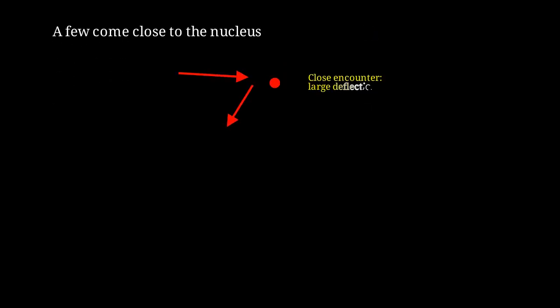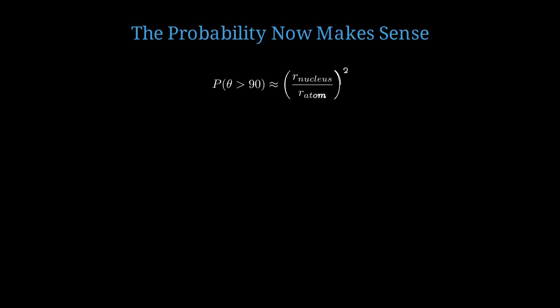The electrostatic repulsion is now enormous because the charges are very close together. This can produce deflections of any angle, including backscattering. Let's recalculate the probability of large angle deflections in the nuclear model. The probability is roughly the ratio of the nuclear cross-sectional area to the atomic cross-sectional area. That's R nucleus over R atom, all squared.